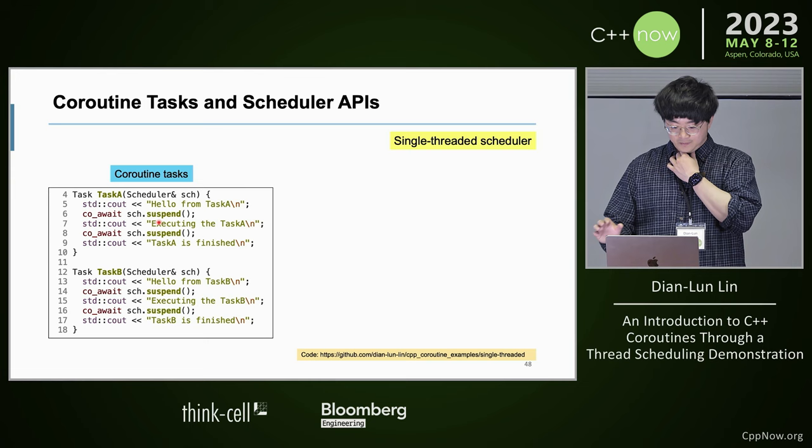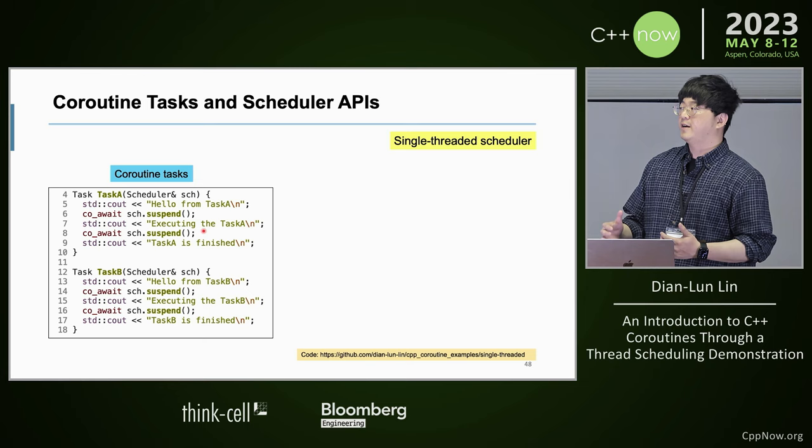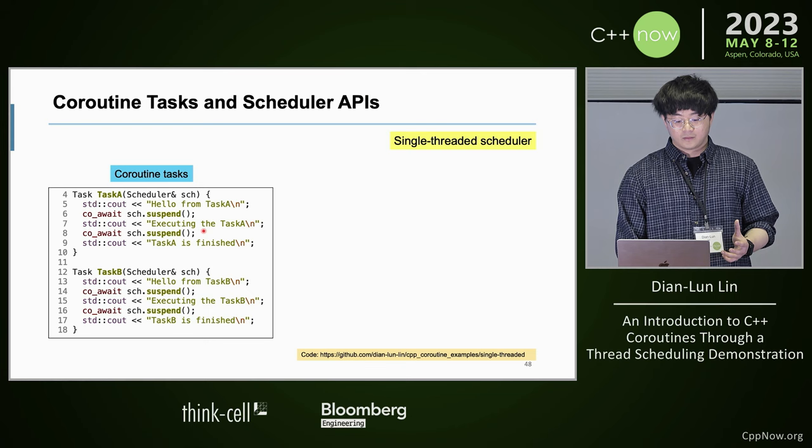And when I resume it, I will print out executing the test A, and then suspend again. And finally print out test A is finished. Test B is the same, except I print out test B instead of test A.